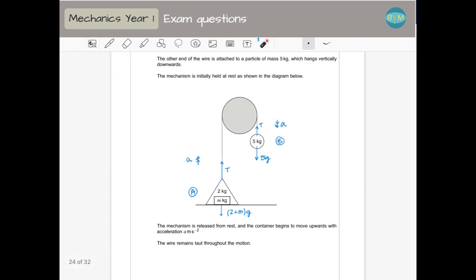So m is this mass here. If this is 5, and this is going up because this is heavier, the total mass of this thing must be smaller than 5, so it can move up. It can move up, otherwise it wouldn't move. So this whole thing has to be smaller than 5 to be lifted.